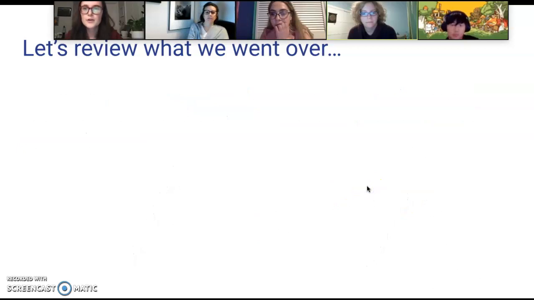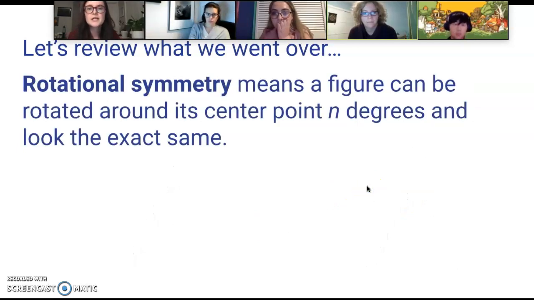And then our other keyword was rotational symmetry, and this is when a figure can be rotated around its center point n degrees and look the exact same. To do this, it's crucial that we rotate from the center point. If we were to rotate from a different point, then it's just rotating around that point. If it's from the center point, and if it has rotational symmetry, it will look the exact same.